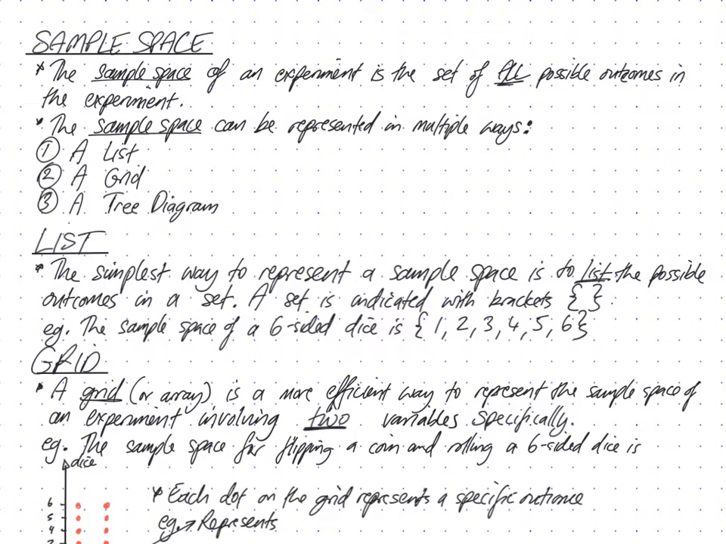So the sample space of an experiment is a set of all the possible outcomes in that experiment. You can display the sample space in a number of ways, but the three we're looking at this stage are lists, grids, and tree diagrams. So let's look at lists first.